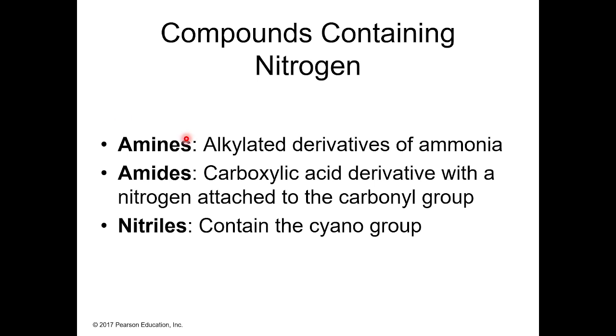Here's the amines. This is going to be an alkylated derivative of ammonia, ammonia being the NH3, right? Notice there's no actual limits on how many alkylations there are. Okay? So you could have 1, you could have 2, you can have 3, hell, you can even have 4, though it becomes an ammonium salt at that point. But typically it goes between 1 and 3, and that would be an amine.